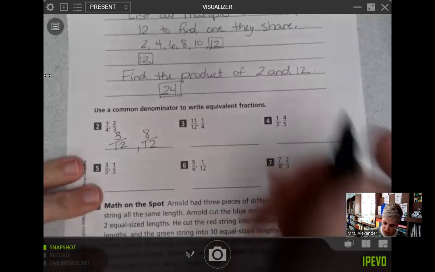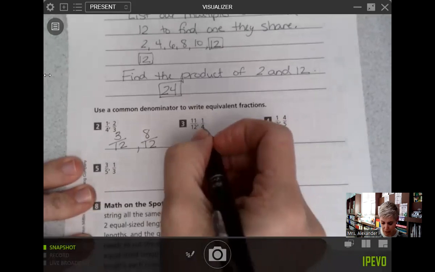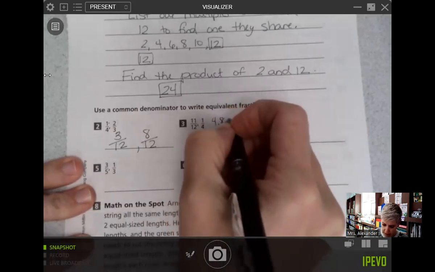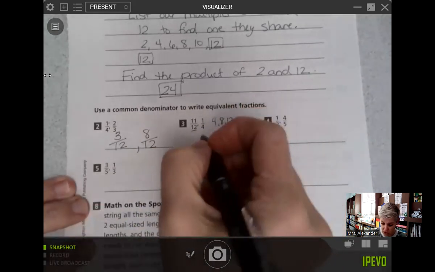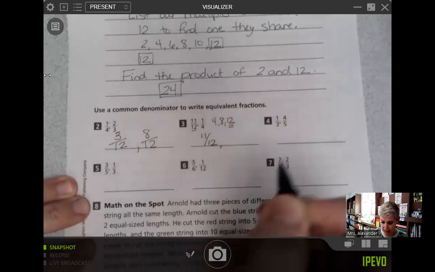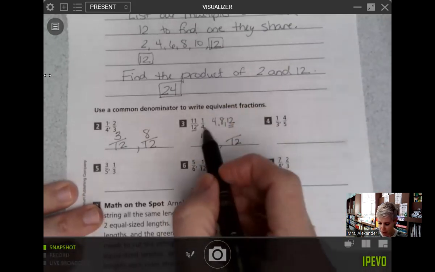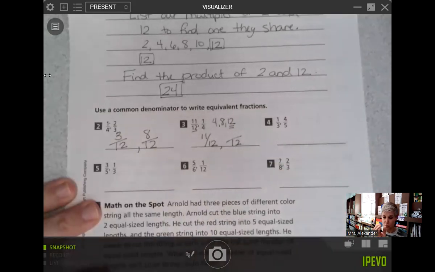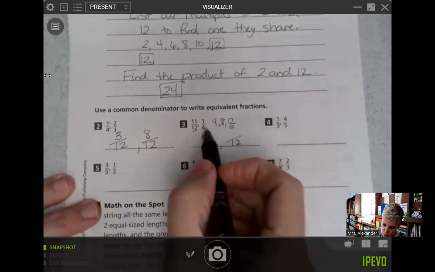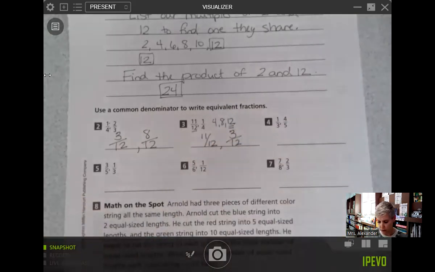All right. So as I look at the next one, 11/12 and 1/4. If I think of my multiples of 4, I list them out. Oops. 12 matches. I don't even have to change that 11/12. It can stay the same. 1/4 has to be adjusted and renamed. If I'm now splitting those fourths into 12ths, if I have 1/4, my 12ths are going to be smaller. I'm going to need more than just 1. So I have to think 4 times 3 is 12. 1 times 3 is 3. Okay.